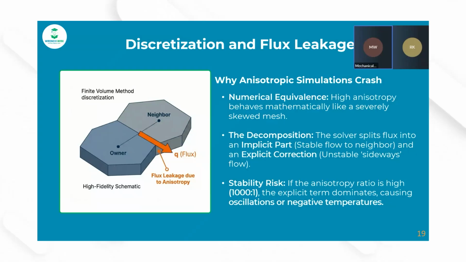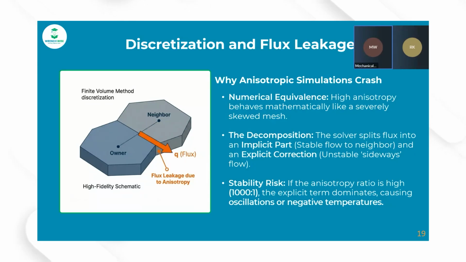So when we introduce high anisotropy into a model, we are not just changing material properties, we are fundamentally changing how your solver perceives the geometry. Mathematically speaking, high anisotropy behaves exactly like a severely skewed mesh, meaning that even if your physical mesh looks perfectly rectangular, the numerical equivalence makes it much harder for your solver to reach a stable solution.